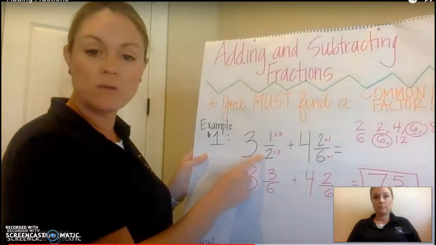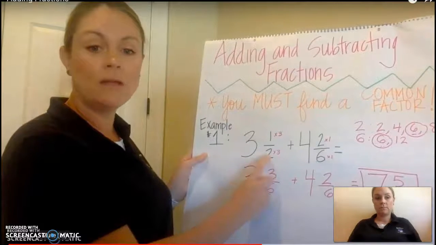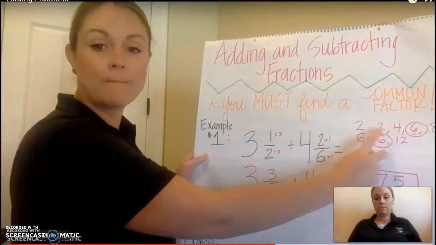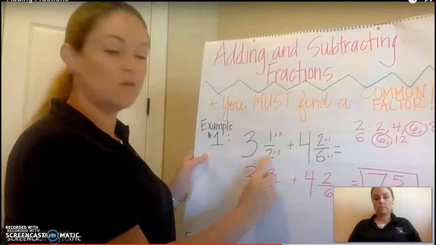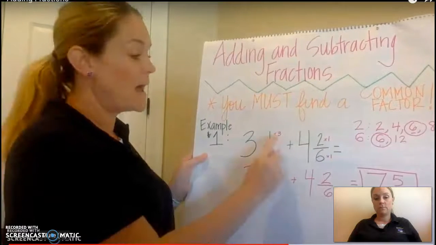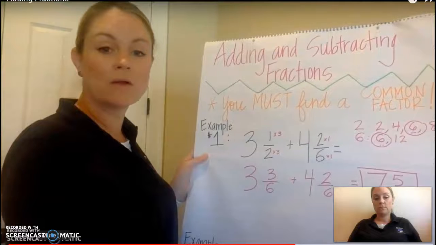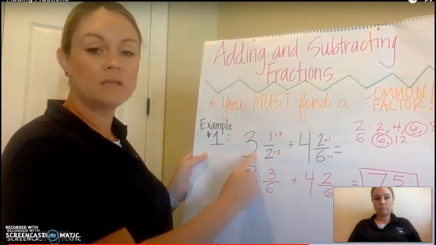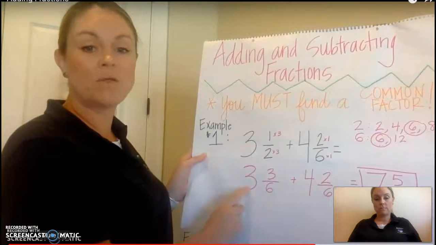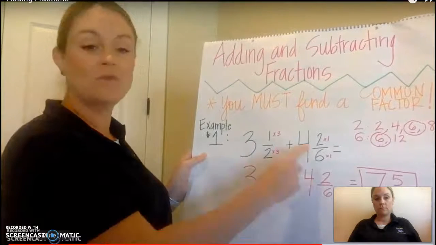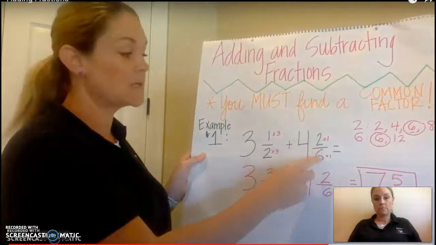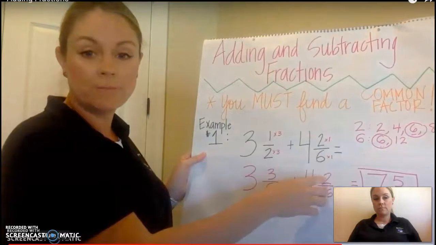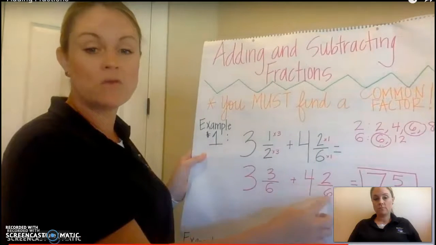Well, how did I go from halves to sixths? Well, I know 2 times 3 is 6, or 6 is my third multiple, 2, 4, 6. So since I said 2 times 3 to get a new denominator, I have to say times 3 with my numerator, and I know 1 times 3 is 3. So now my equivalent fraction for 3 and 1/2 is 3 and 3/6. Now I have to do the exact same thing for 4 and 2/6. 6 stayed the same. So guess what? If your denominator stays the same, so does your numerator. So I just brought this down, 4 and 2/6.